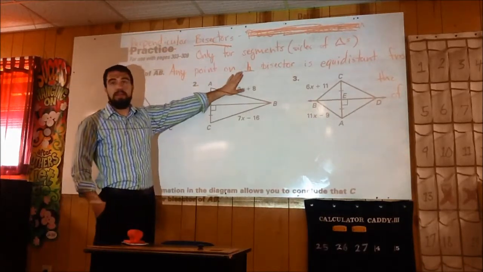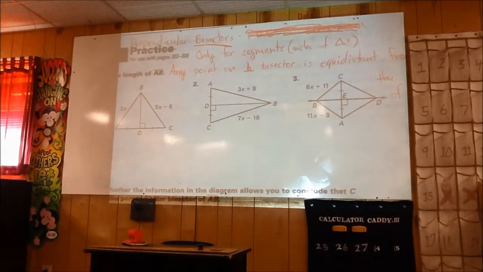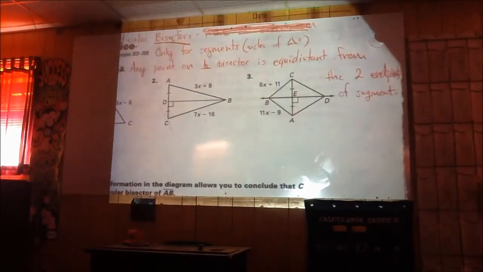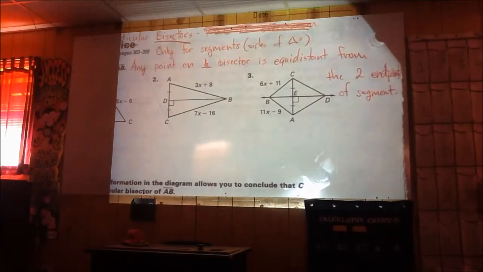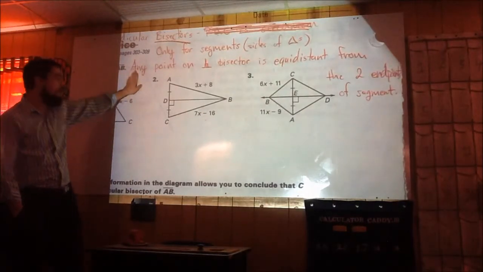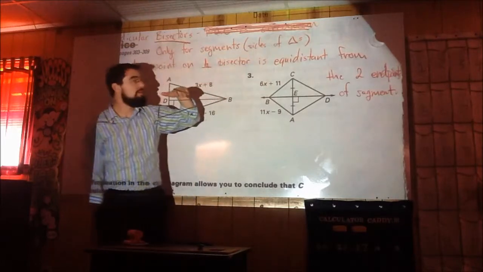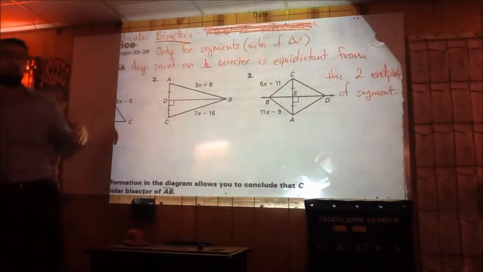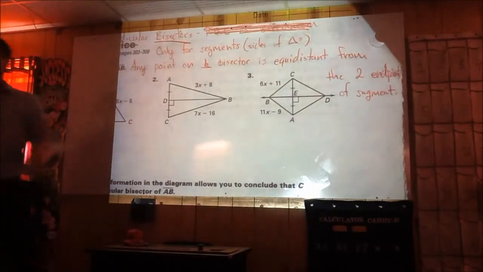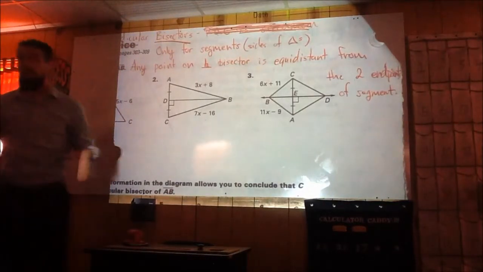Any point on the perpendicular bisector is equidistant from the two endpoints of the segment that's being bisected. Any point that is on the perpendicular bisector, that point will be equidistant, meaning the same exact distance away, from the two endpoints of the segment that is being bisected. You will use this rule to help you solve a lot of these problems on this page.